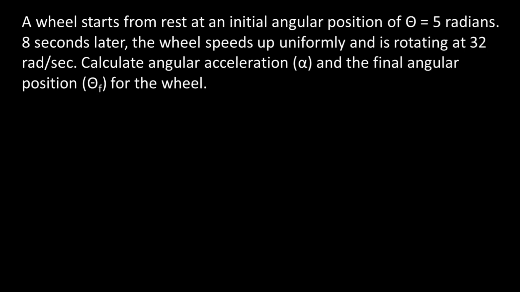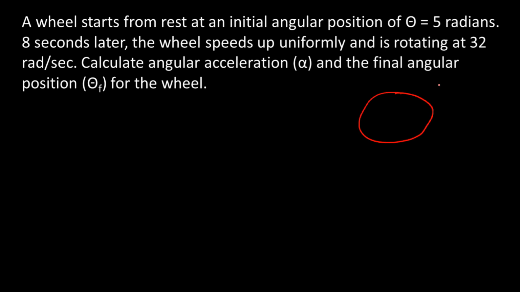Let's take a look at another problem. We have a wheel that starts from rest at an initial angular position of 5 radians. 8 seconds later, the wheel speeds up uniformly and is rotating at 32 radians per second. Calculate the angular acceleration alpha and the final angular position for the wheel. And let's draw a little picture here.